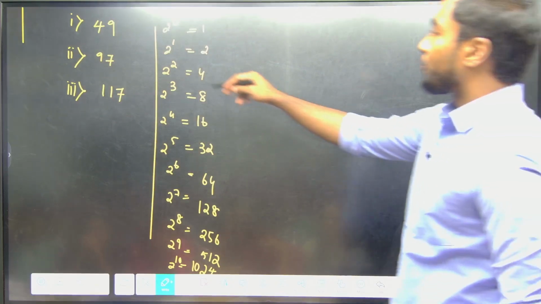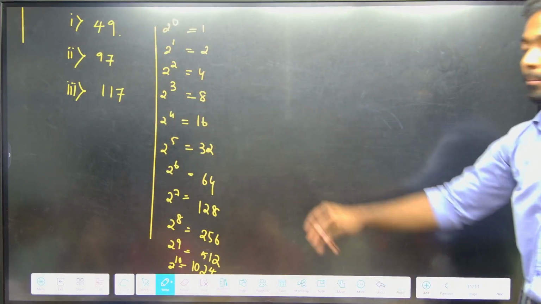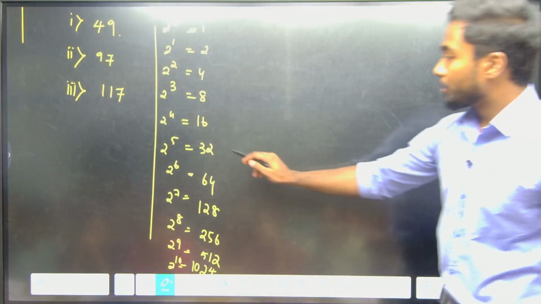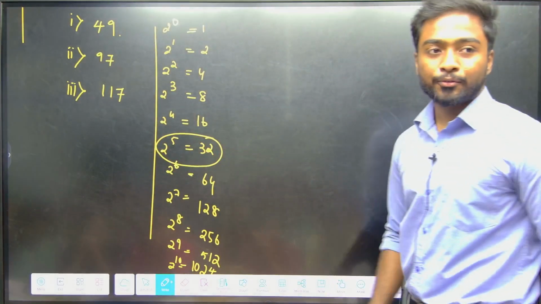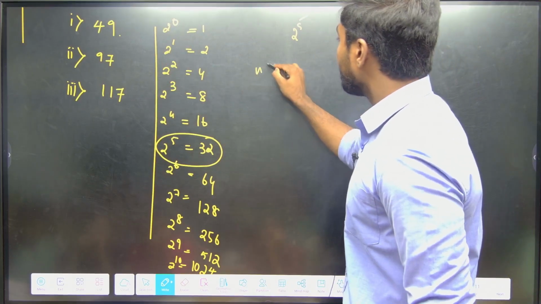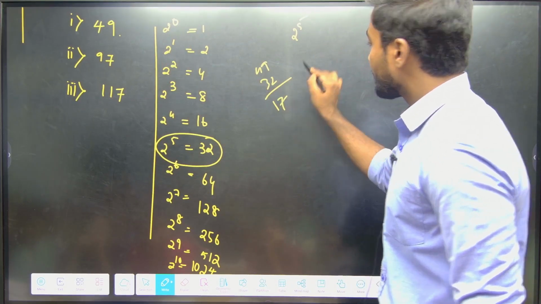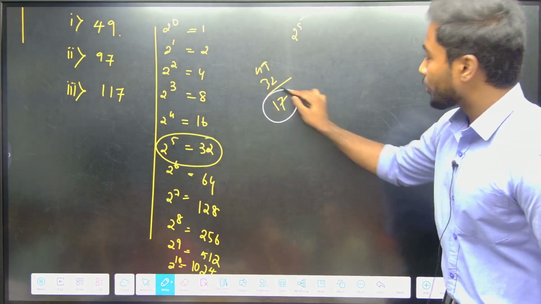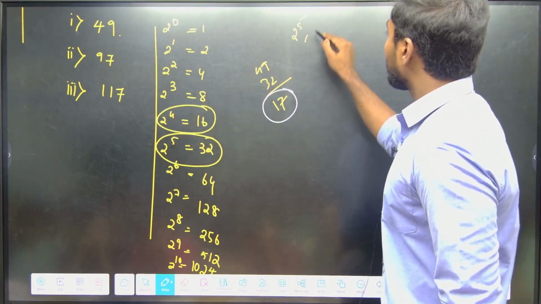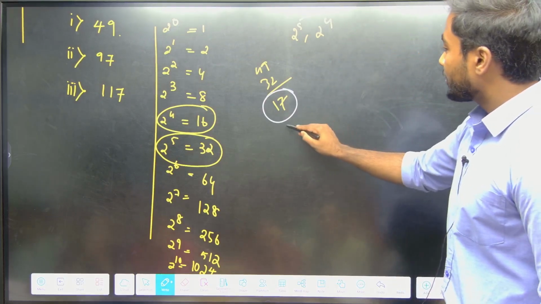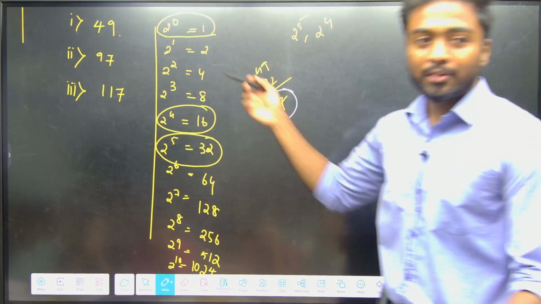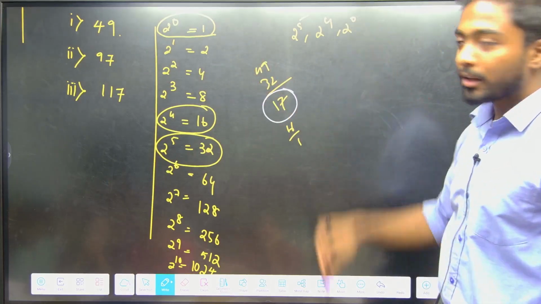So if we talk about 49, 49 is near to which number? I should go for the one less than 49. Okay, so which is nothing but 2 power 5. So I have 2 power 5. Okay, so out of 49, 32 is gone. Remaining is 17. For 17, which is the closest number? 2 power 4. That is okay. 2 power 4 I will write. So remaining is 1. So which is the closest here? It is 1 only we have, which is nothing but 2 power 0.